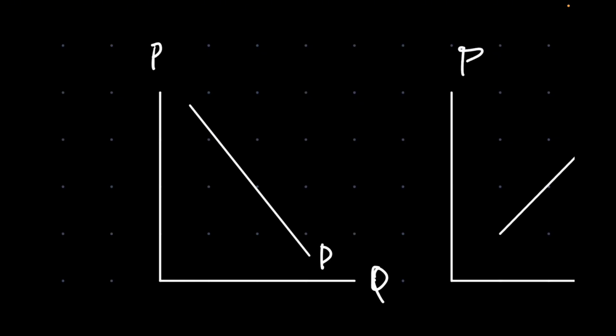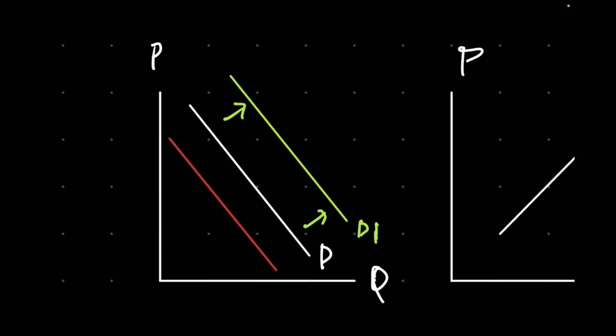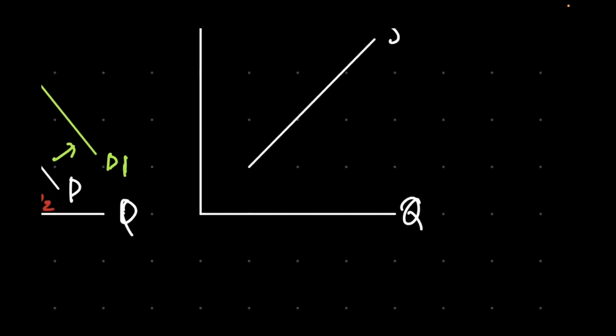So when you look at shifts in a demand curve, you could have two types of shifts. You could have something called a rightward shift, which is when the demand for a product increases, or you could have something you call a leftward shift, when the demand for the product decreases. So I've denoted the decrease in red and the increase in green.